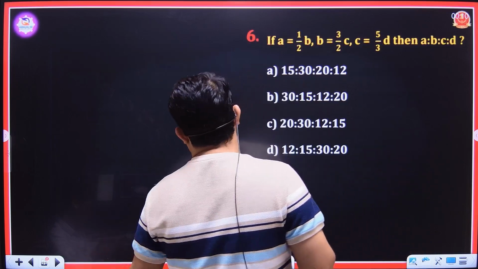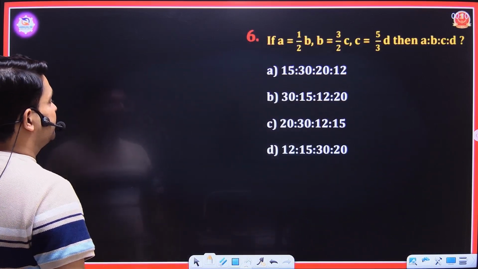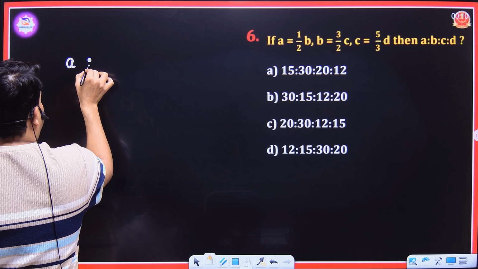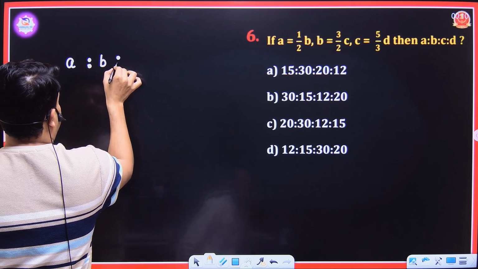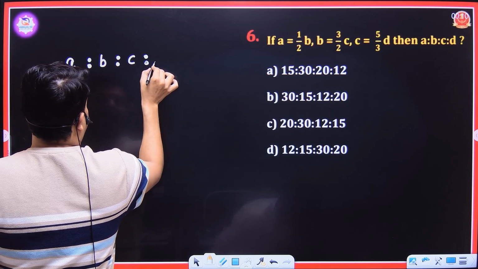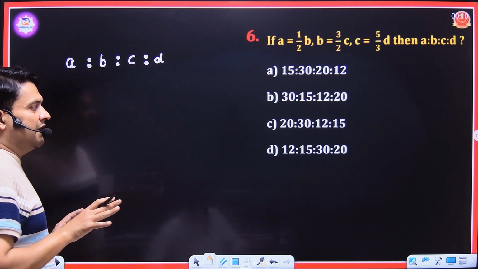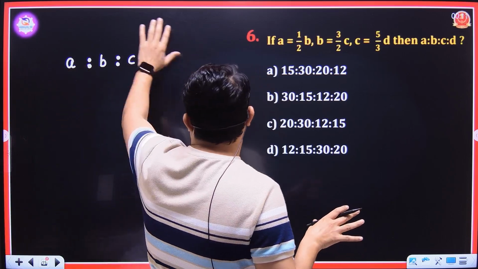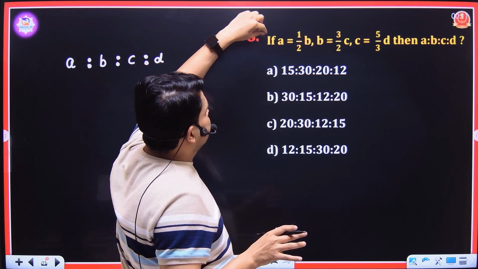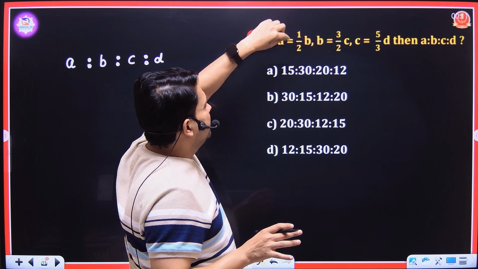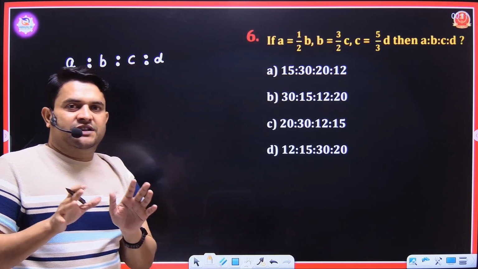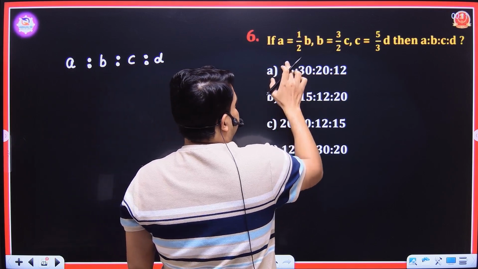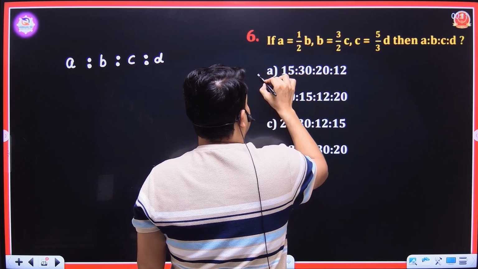Next. Again we have A is equal to 1 by 2 B. I will write A ratio B, ratio C, ratio D. See, if I have to find out the answer only, then you need not solve this. Why? Because in the first ratio, I have A equal to 1, B equal to 2. It means if A is 1, then B equal to 2. In the first option, A is 1, B equal to 15, 1 times 15, 15 times 2 is 30. Then my answer is this.